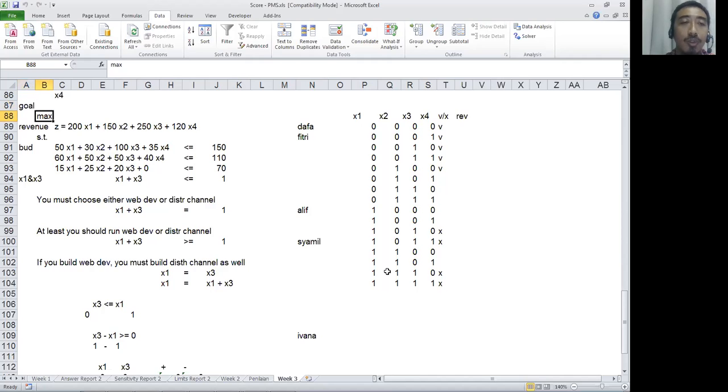Don't forget to do the week 3 assignment: solve this 0-1 programming using computer solution, using solver. Question? Any more questions?